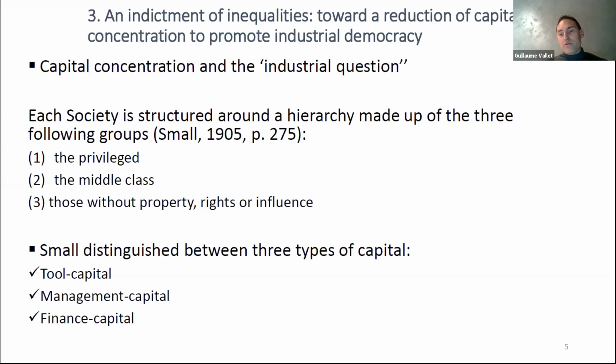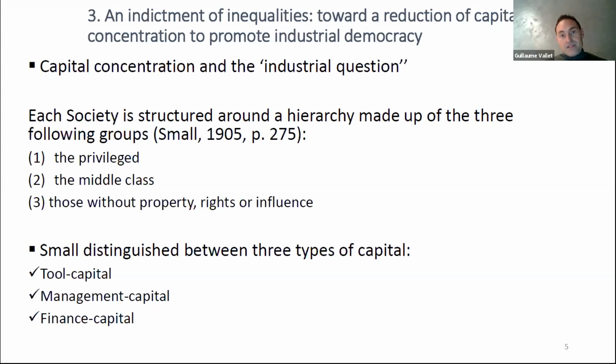The second one, which is maybe the most important in Small's views, is the management capital, which is used by the owner in some part, in some sort of dependence upon the acts of others. So this is the most important because the use of this capital implies working with the cooperation between workers and capitalists. And finally, another important type of capital, namely finance capital, which refers to banking credit or finance in general, and which should be regulated in Small's views.